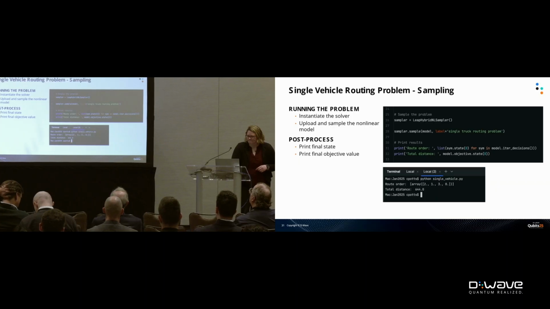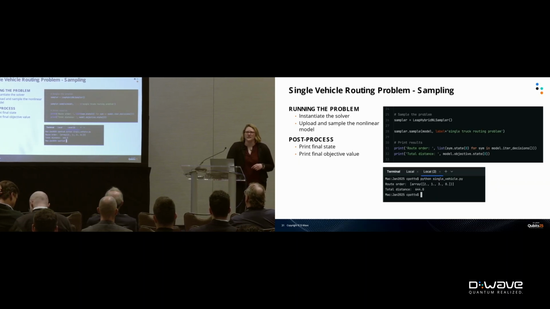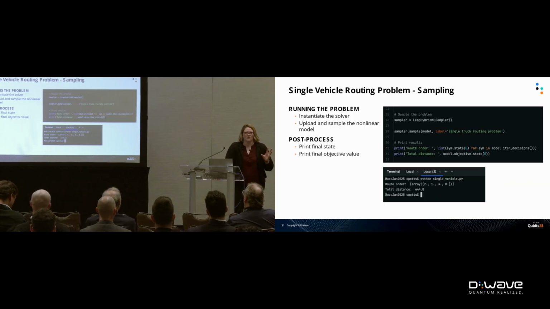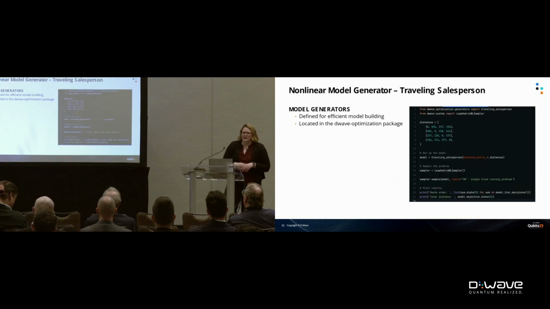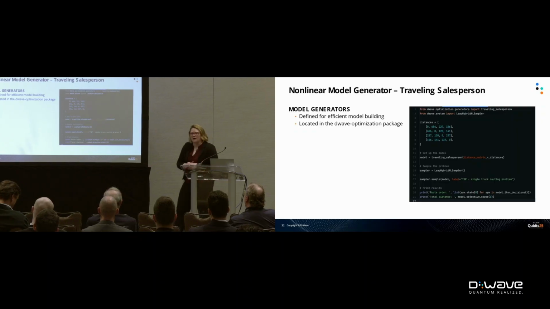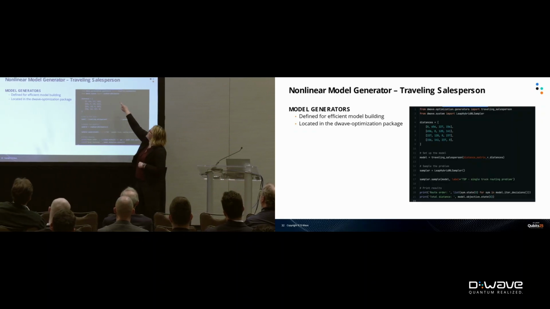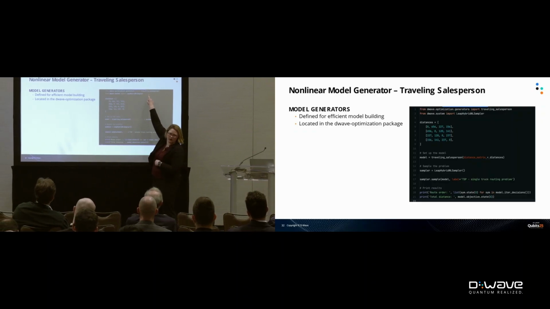Okay. Now you might be saying to yourself, this seems kind of familiar, like routing problems. Some of us are familiar in the quantum computing space. This seems like something I've seen before. That's because it is. This is a traveling salesperson problem, and our model generator class has this built in already.